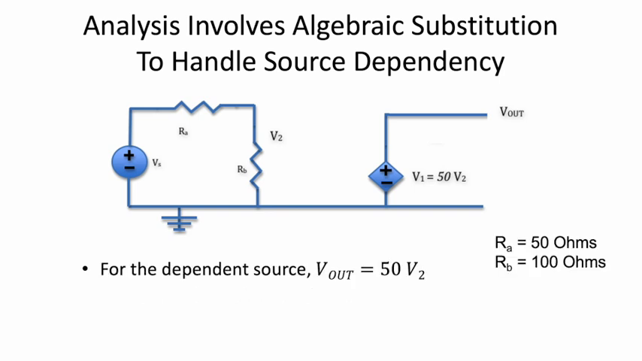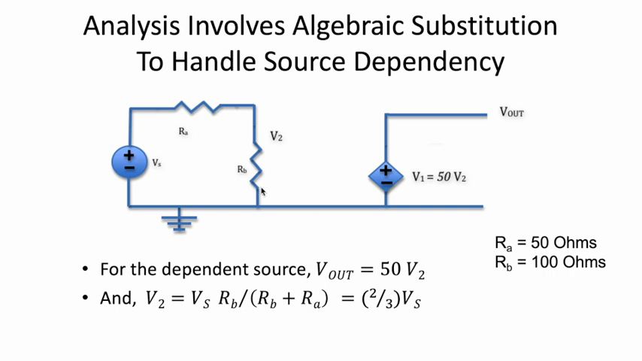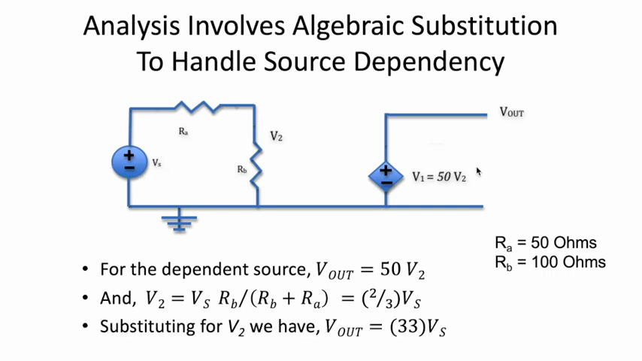So, given the dependent source has this definition, Vout is 50 times V2, and we can use a voltage divider at the input section in order to get V2. Vs times this fraction established by these given resistor values makes V2 equal to 2/3 of this signal input Vs. Then applying the algebraic relationship associated with the dependent source gives us a value for the output of about 33 times Vs. We could then substitute any value we want for Vs and get the output for a particular case.